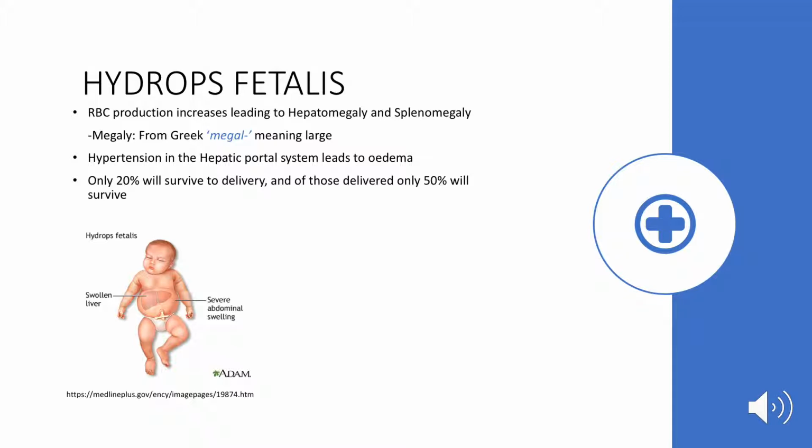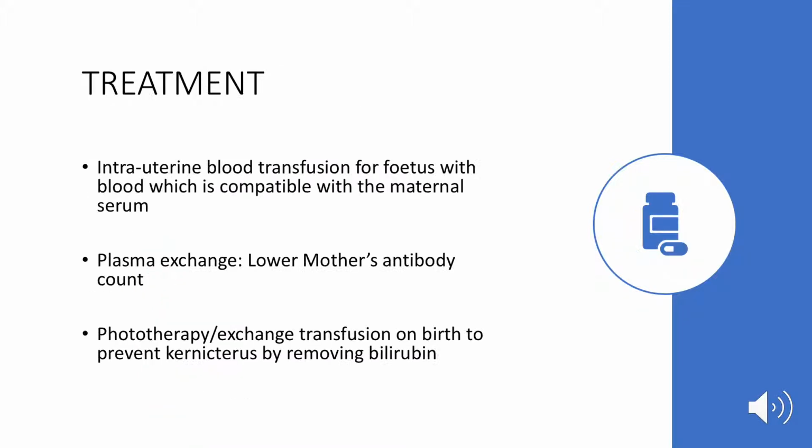So megaly is coming from the Greek megal, meaning large, so it's when you get enlargement of the liver and spleen due to this overproduction. This enlargement can cause hypertension in the portal system, and this can lead to very severe edema. It is mostly fatal in nearly all cases, so only 20% of these babies will actually survive to the point of delivery, and then after delivery only half of those babies will go on to survive. But this is not a common thing, it's very rare.